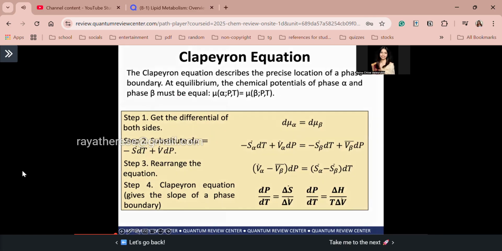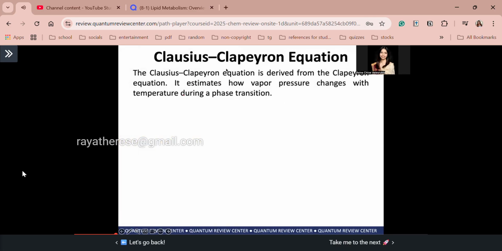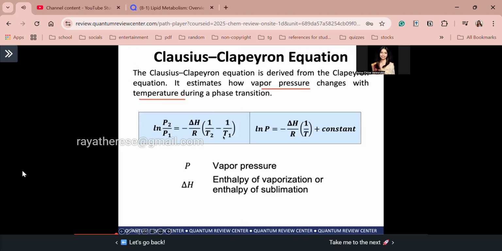Let's proceed. Now, we also have what we call the Clausius-Clapeyron equation, and it is derived from the Clapeyron equation, and it estimates how vapor pressure is related to temperature during a phase transition. So these are the equations. The first equation describes how vapor pressure changes with temperature. If you know the vapor pressure at one temperature, let's say T1, you can predict the vapor pressure at another temperature T2 using the heat of vaporization, this delta H.